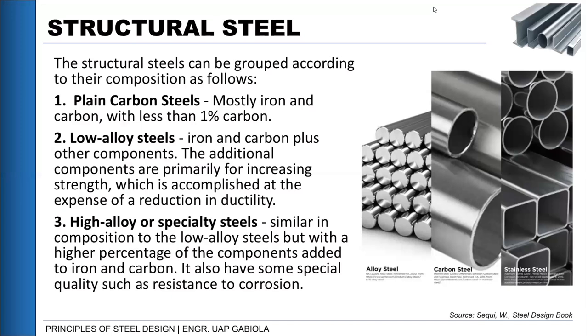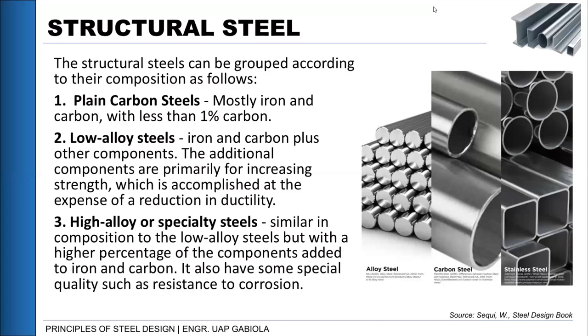And then we have high alloy or specialty steels wherein similar in composition siya ng low alloy steels but with higher percentage ng component added to iron and carbon. So we stated already na if we increase the percentage of carbon beyond 1%, the ductility of our material is being compromised. But to account for that decrease in ductility, it increase natin si iron. And iron helps the material to be more ductile. Kaya nakaka-counteract niya yung effect ng less ductility na pinuproduce ng more carbon.